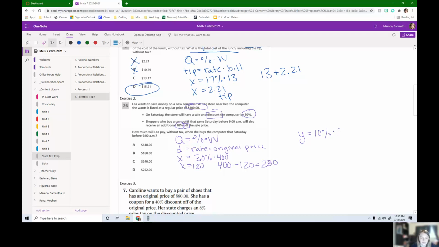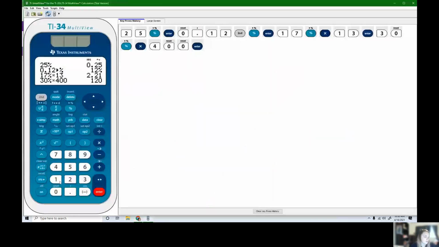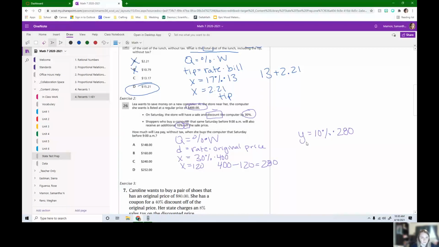So 10% times 280. Right on our calculators, we can do 10% times 280 and get 28. So Y equals 28. This is, again, a discount taking away from the total, so 280 minus 28. And that's going to be $252 for that computer.